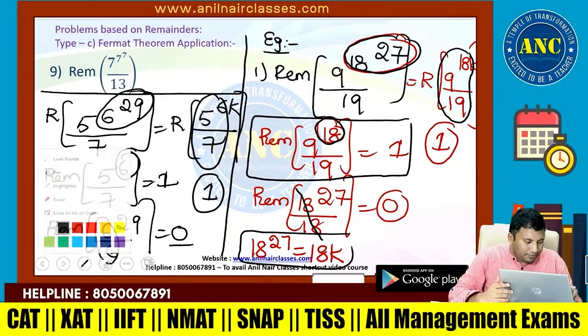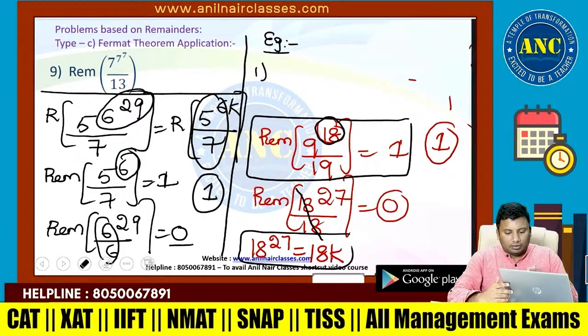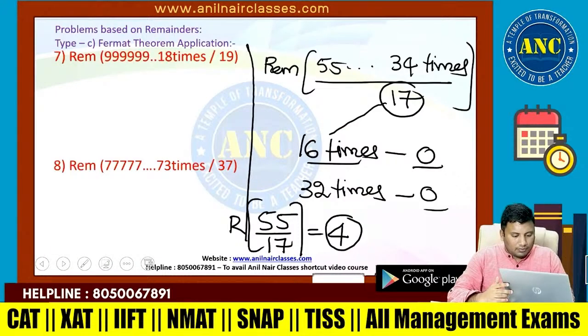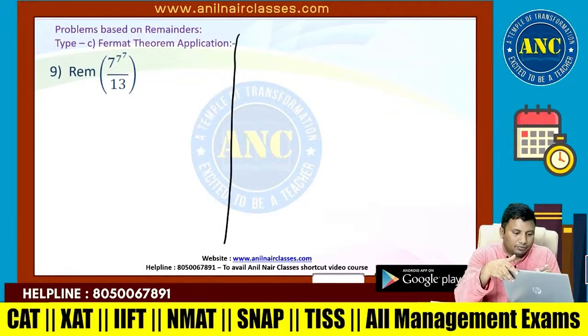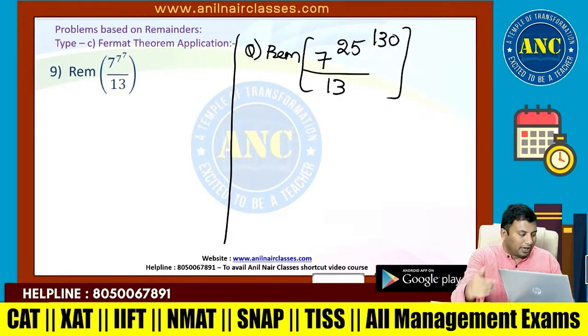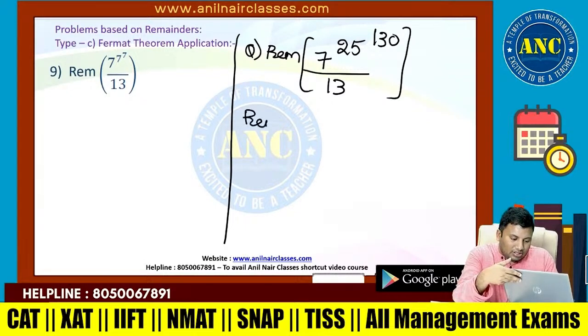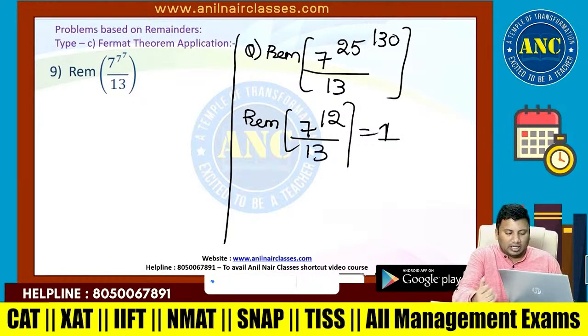Next, third question. Let us do it. Third example: remainder of 7 power 25 power 130 divided by 13. This is nothing but 7 power 12 divided by 13. It is nothing but 1. 7 power 12 divided by 13 is 1.